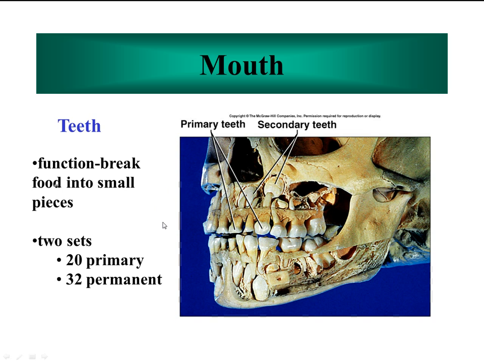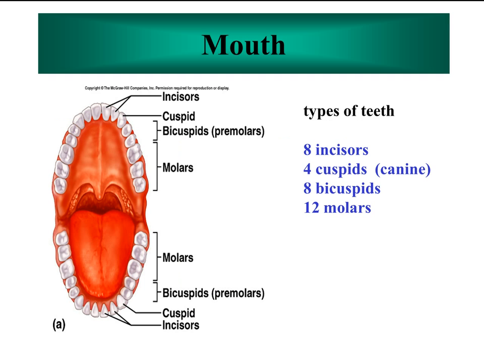The teeth function to break food into smaller parts. There are 2 sets, 20 primary and 32 permanent. You have 8 incisors, and then you have cuspids. Okay, 4 cuspids, there's 2, and then there's 2. 8 bicuspids, here's the bicuspids, there's 2, 4, 6, 8, and then the 12 molars, 3, 3, 3, 3.